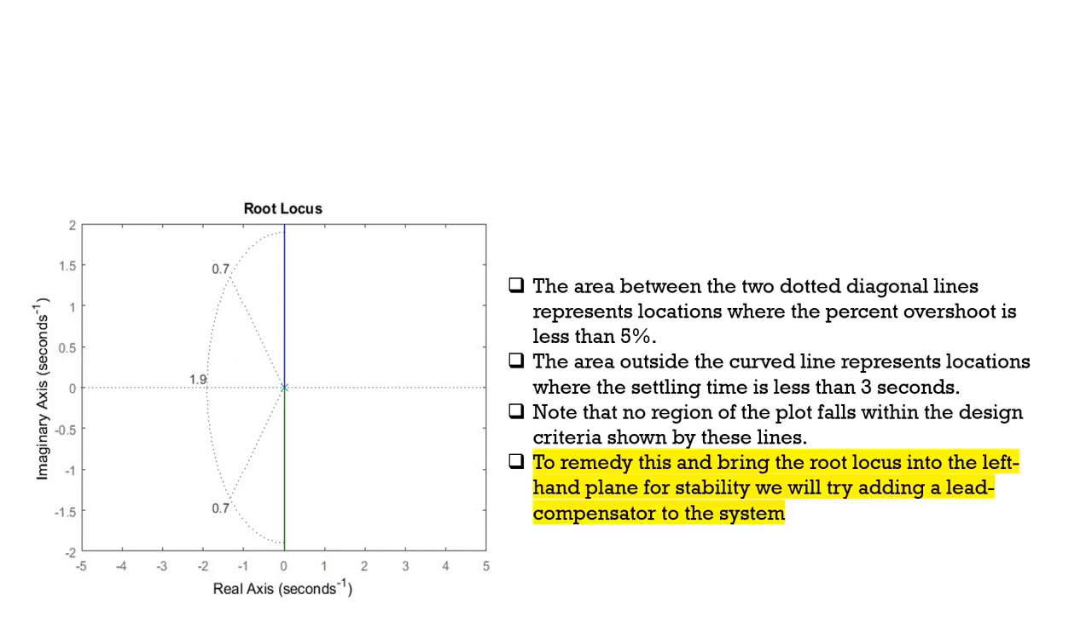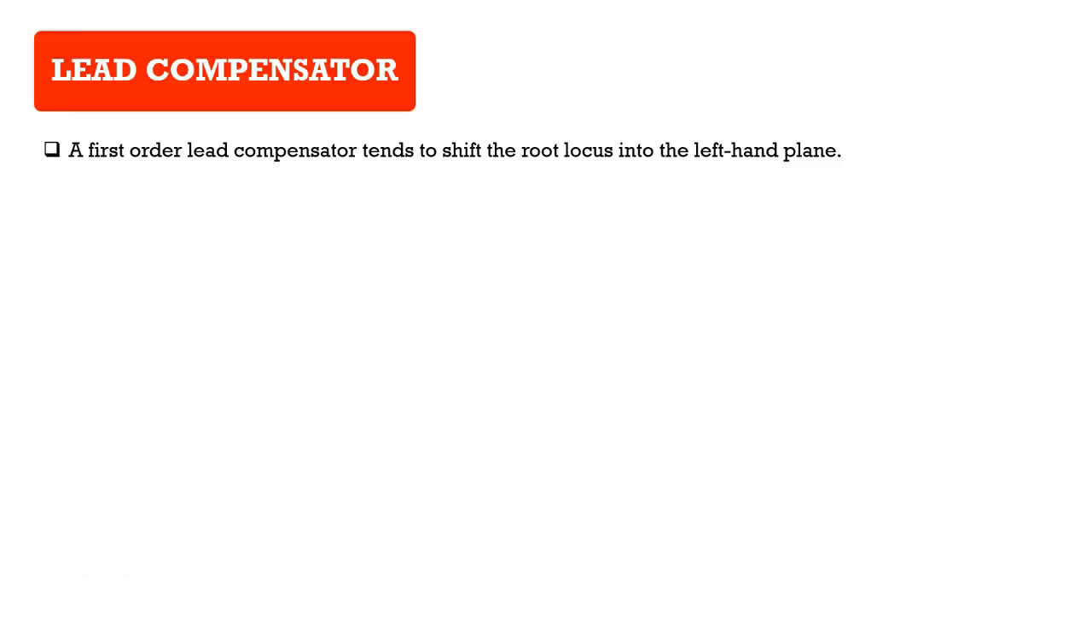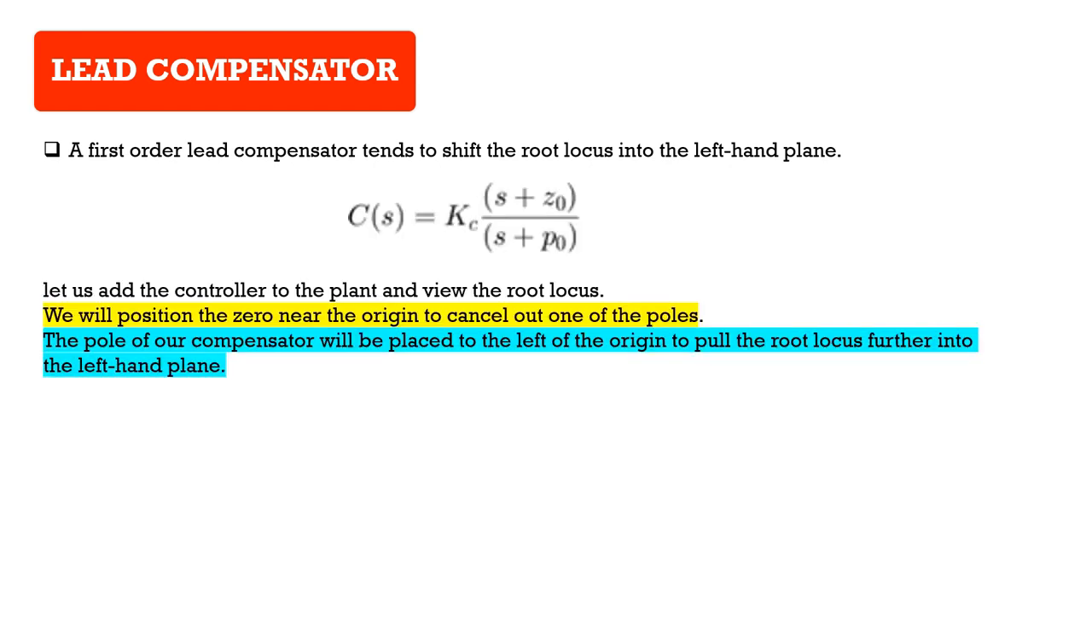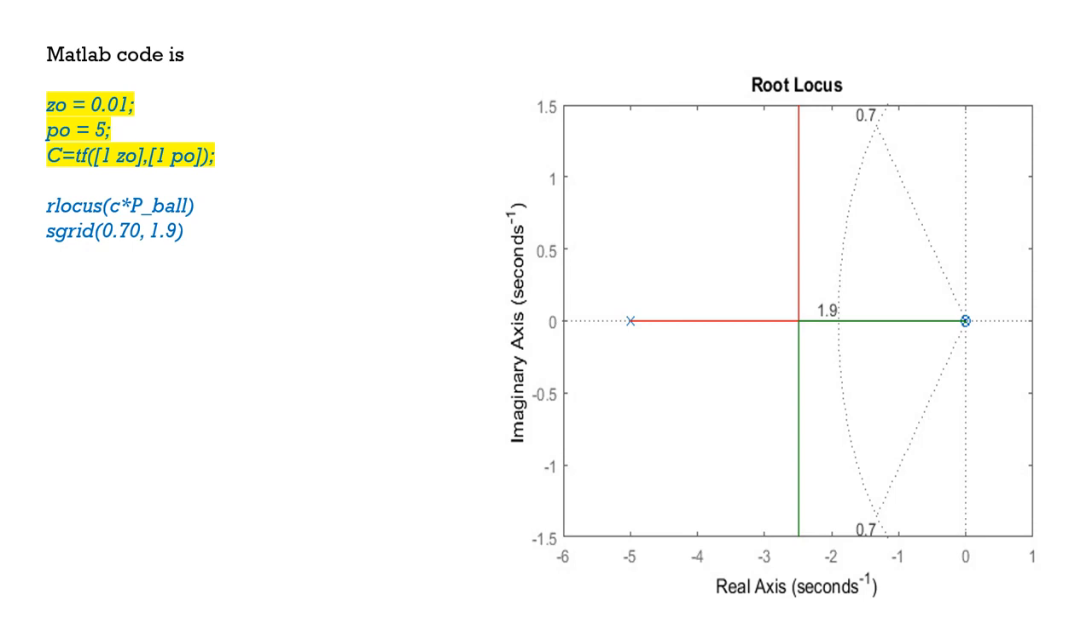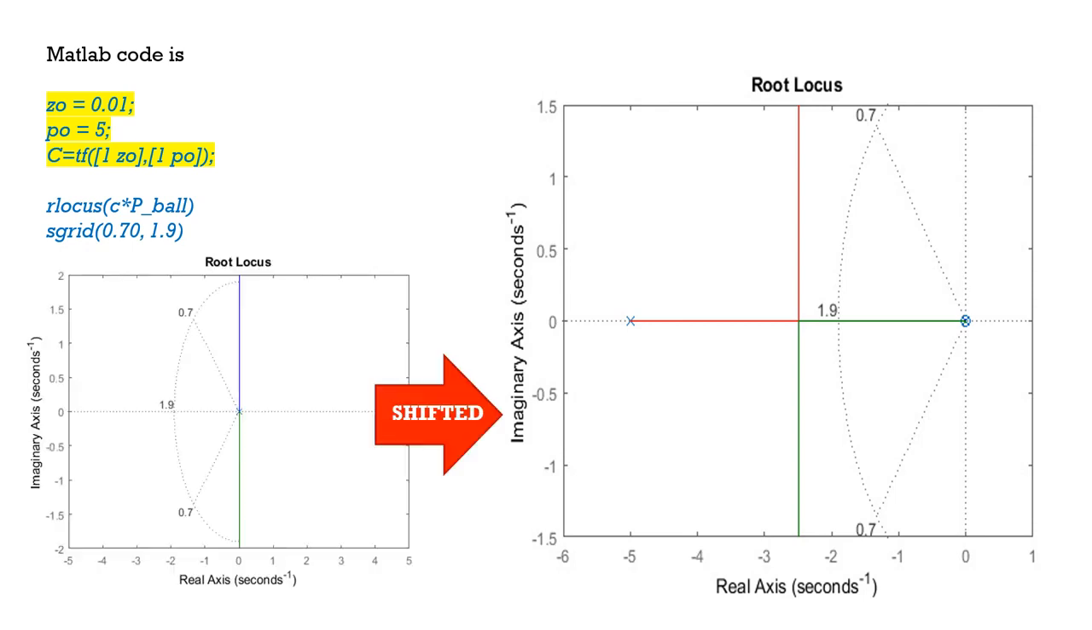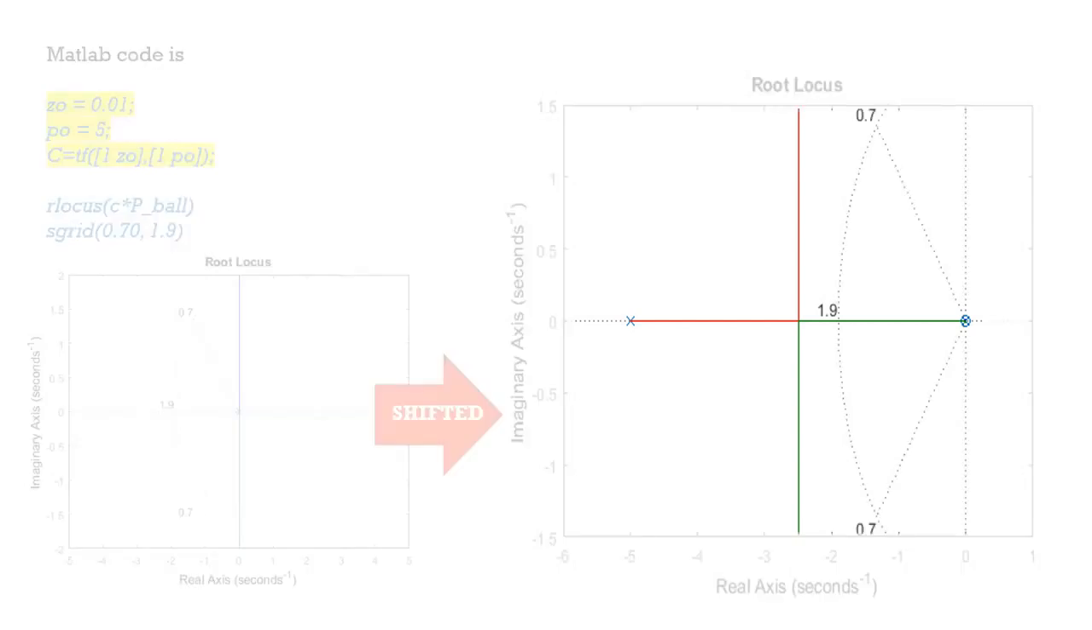To remedy this and bring the root locus into the left half plane for stability, we will try adding a lead compensator to the system. A first order lead compensator tends to shift the root locus into the left half plane. Add the controller to the plant and view the root locus. For that, the MATLAB code is given and we get the root locus plot like this. Now the branches of the root locus are within our design criteria.